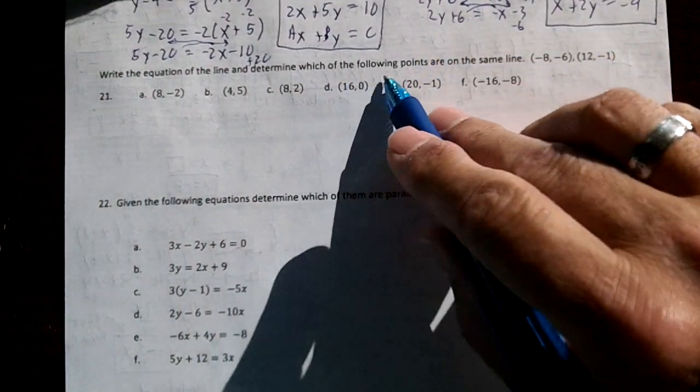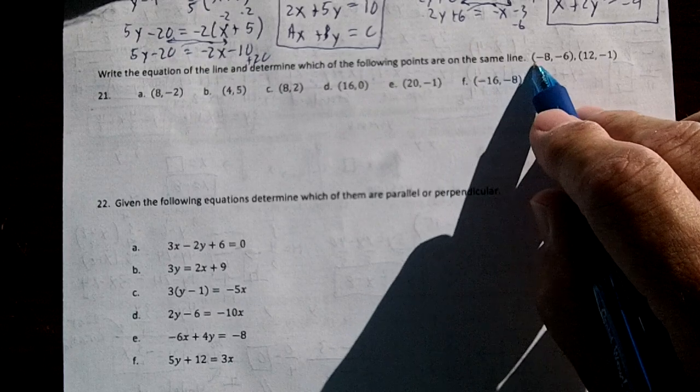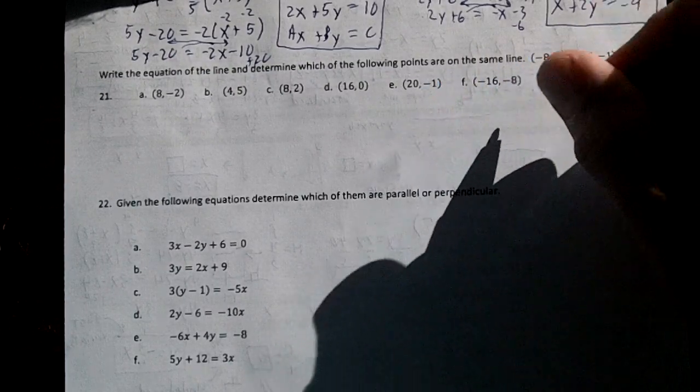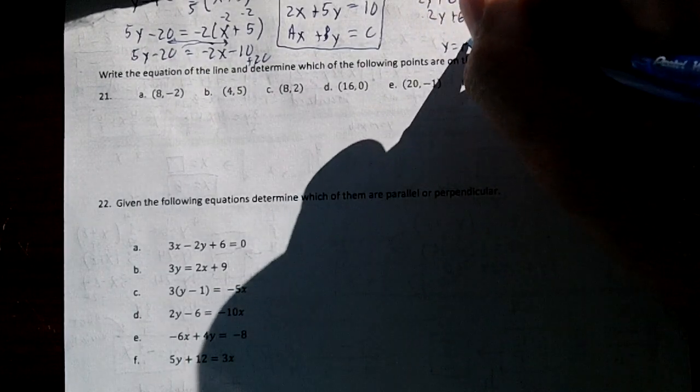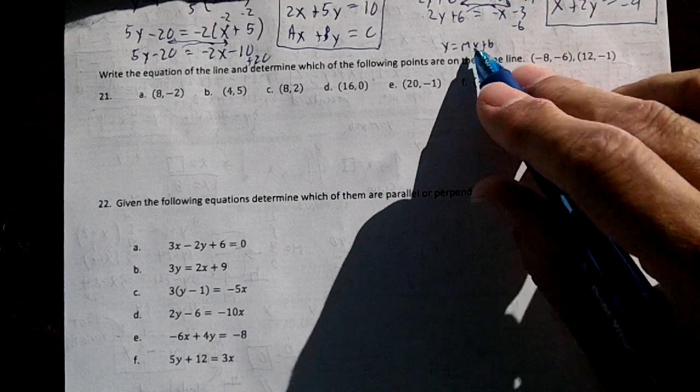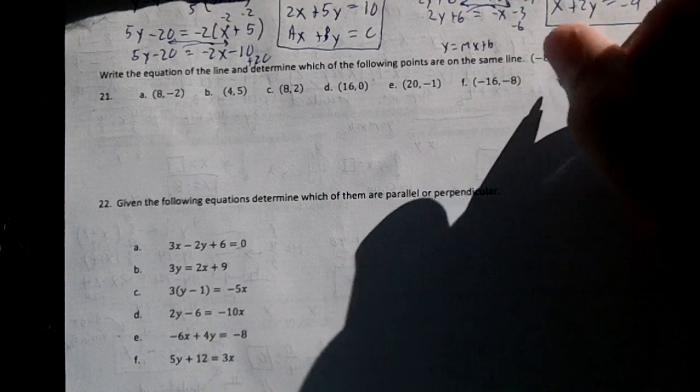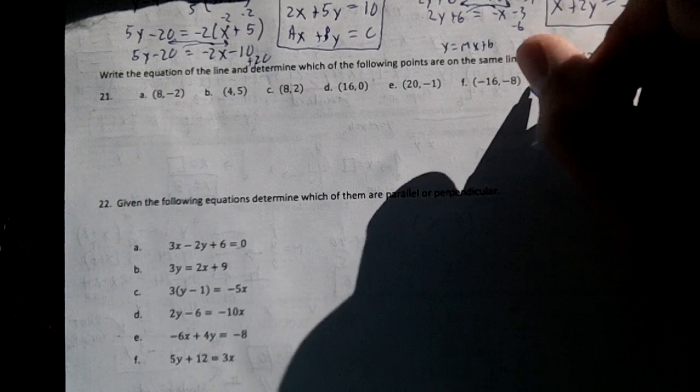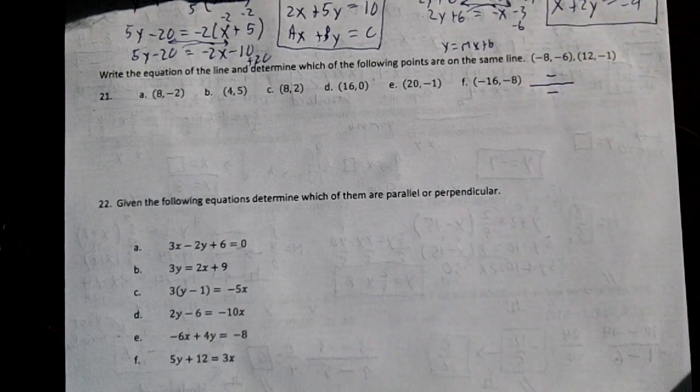Write the equation of the line and determine which of the following points are on the same line. So I'm going to make this y equals mx plus b because it's easier to do. I'm going to get my slope and transform it into this. So right over here, I'm going to do all this. Fraction bar, minus minus, I'm getting my slope.